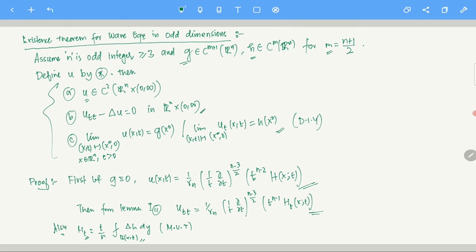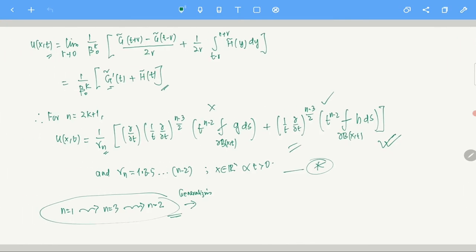So I think we are going to end this video here, and it is more or less clear what we were trying to do. In odd dimensions, this is the formula which we really need. This is our Kirchhoff's formula for n odd, greater than or equal to 3, and this formula actually solves our wave equation. So let us end it here.